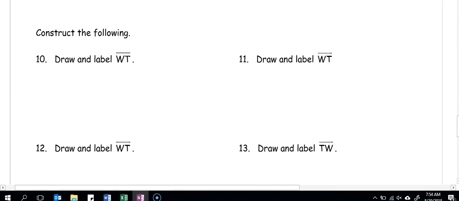Construct the following. So draw and label segment WT. So remember, segments have an endpoint on both sides. WT, order does not matter. Number 2, draw and label ray WT. So now, order is going to matter. W has to be that endpoint by itself, and T is going to be somewhere else between the endpoint and the arrow.